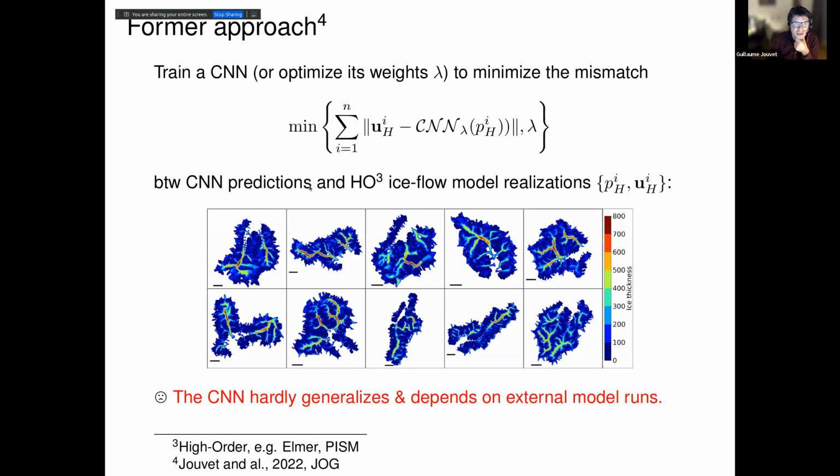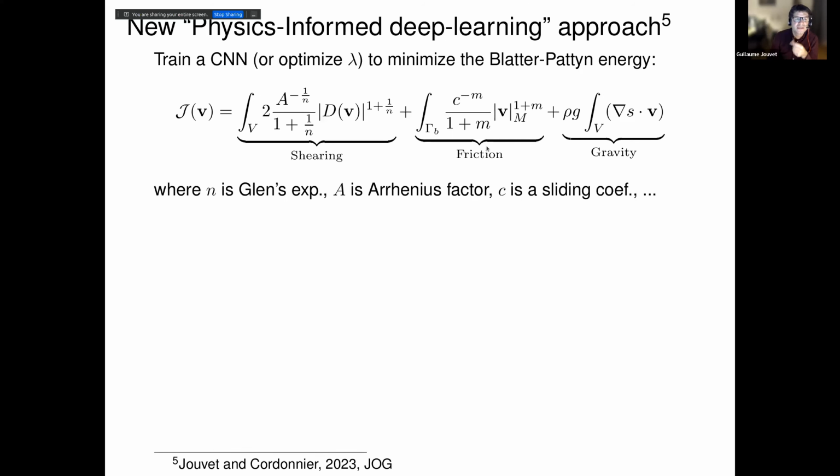training strategy. So instead of trying to match some data that was obtained by some ice flow model, the idea is to use this so-called physics-informed neural network. And if we go back to the equation here, I take the Blatter-Pattyn equations because it's a slight simplification of the Stokes equation, and it's pretty nice because we are only solving the horizontal velocities.